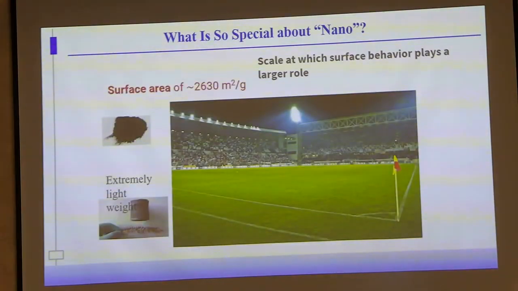Like for example, when we talk about graphene, a unique 2D material, a very small amount of graphene, even less than 1 gram, can cover a big football field. A very small amount of graphene can completely paint it, can completely cover it.